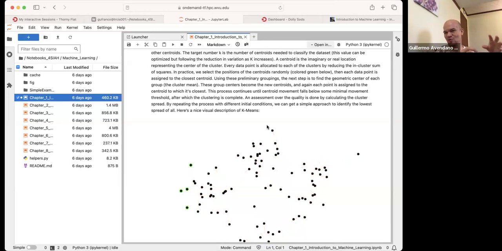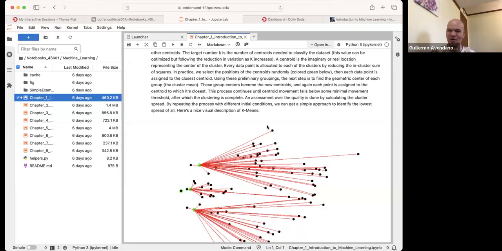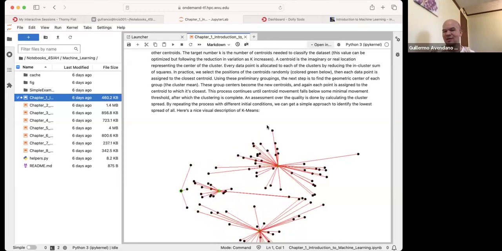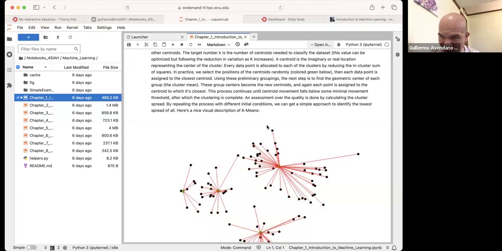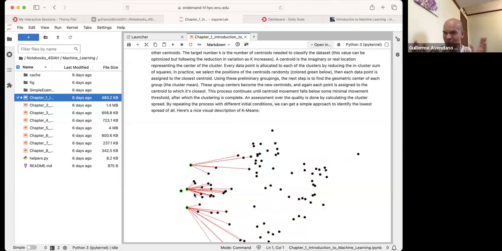Based on that, you compute the center of mass for all those points, and that will be your new center, and you continue that procedure over and over until you get the right centers for all the points. You see that it is adjusting more and more the centers of mass, and that is a model that is very good for demonstration.